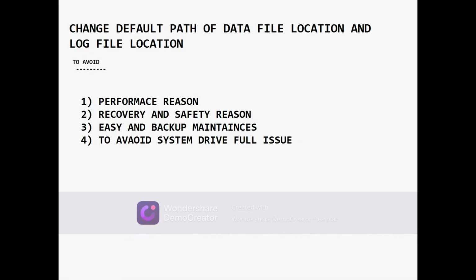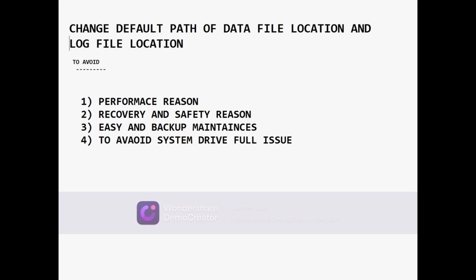Why does the application team or the user team ask us to change the path to a different folder, to keep the data file and log file in a different folder? Because of performance reasons. Next, for safety reasons, while doing recovery, if any database is disrupted, we can recover it easily. Also for maintenance, backup, and to avoid the system drive full issue. If you keep all the backup files, data files, and log files in one folder, then it creates a mess, and the drives become full.